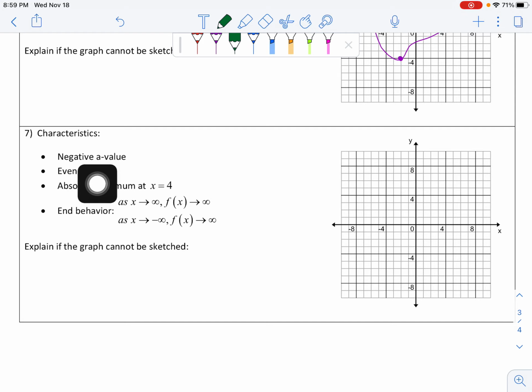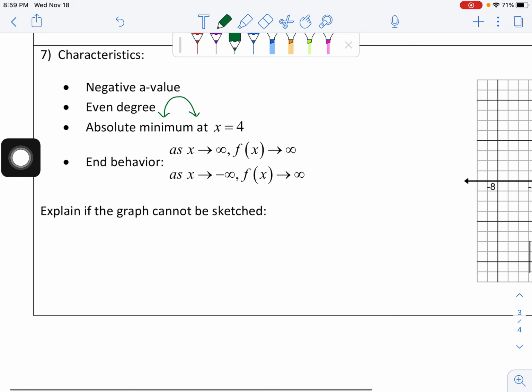A negative a value. All right, so that means, well, I'll just look next. Okay, even degree function means that you're going to have some kind of graph that looks like that. All right, some kind of concave down graph. Absolute minimum at, well, wait a minute. You can't have an absolute minimum if your graph is concave down. All right, that's not going to make any sense.